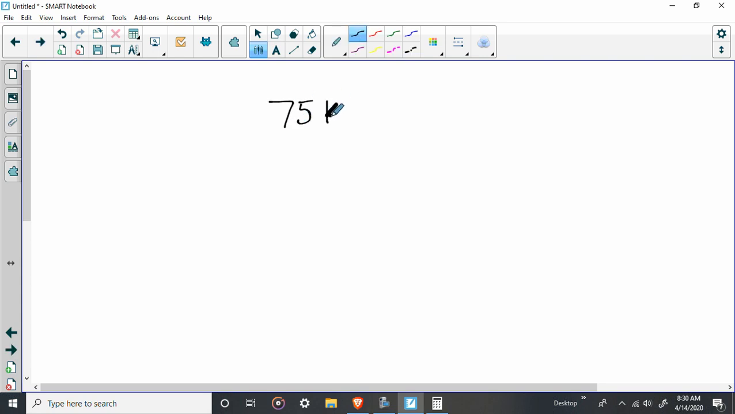Square root of 75k. Okay, so again, let's split this. Let's split the number: square root of 75, and square root of k. Now, right off the bat, I can't do anything with this. It's just a square root of k, right? There is no square there. I can't say anything about it. It's just to the first power, okay?